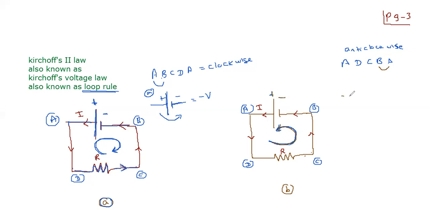I am going from the minus side to the plus side. So the loop direction is from the minus side to the plus side. It means it is plus voltage.